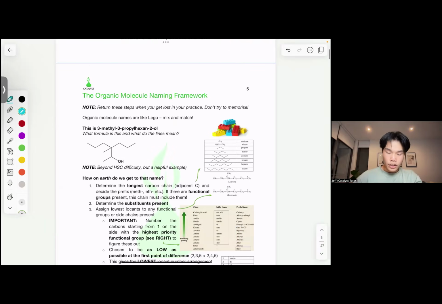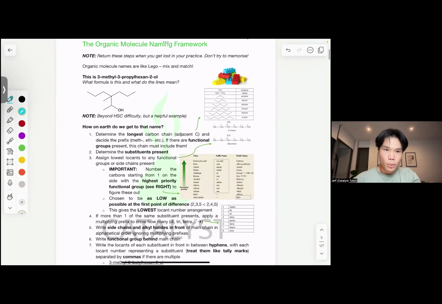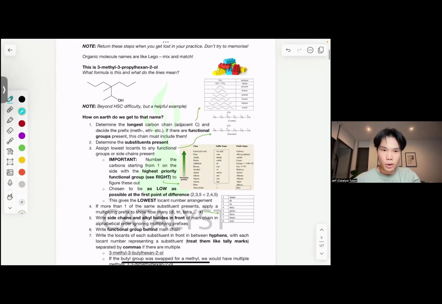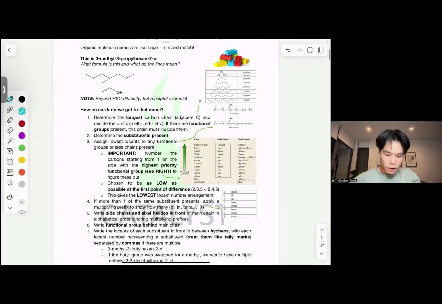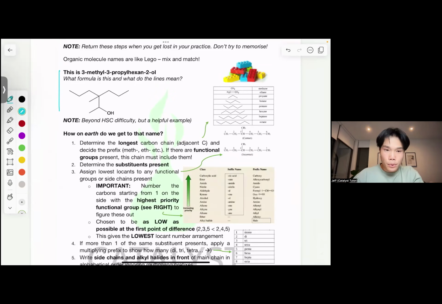But before we do each individual functional group, let's talk about a framework to get through the naming of any molecule. So whenever we're naming a molecule, for example, this massive one, 3-methyl, 3-propyl, hexane, 2-ol, there are a few steps that we always follow for every single molecule we name. The first thing we always do is find the longest carbon chain, but there's a caveat. It has to be the longest carbon chain that contains the functional group if there is one.